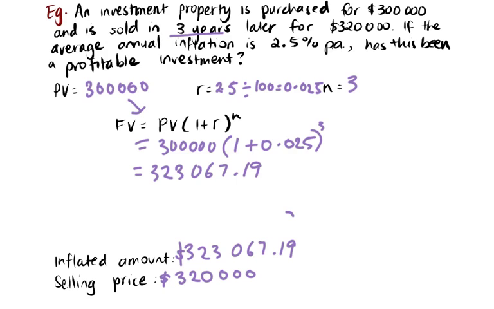However, what it was actually sold at was $320,000. As you can see, it was not profitable. We actually lost out on almost $3,000. Using the inflation, we can compare whether the actual selling price that we got after 3 years was in relation to what inflation should be. We've been able to predict that it should be $323,000. However, it was only sold at $320,000. So no, it was not profitable in terms of inflation.